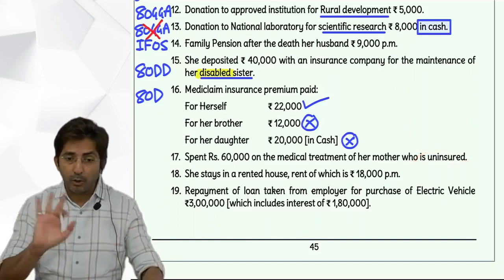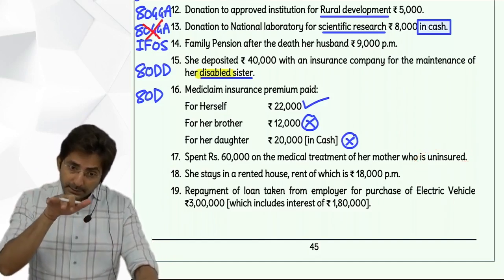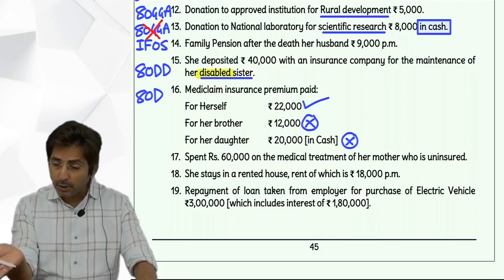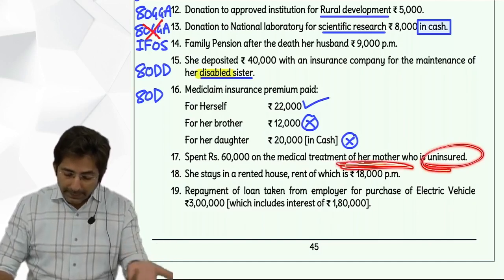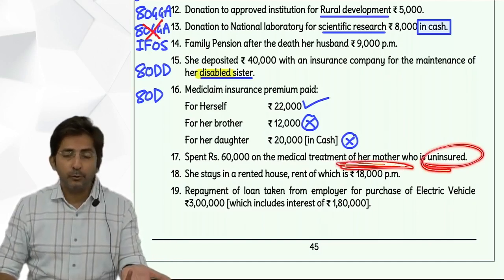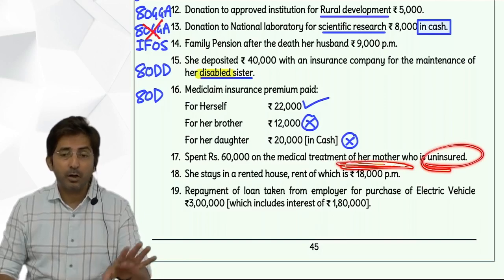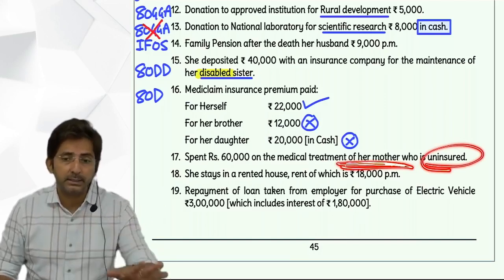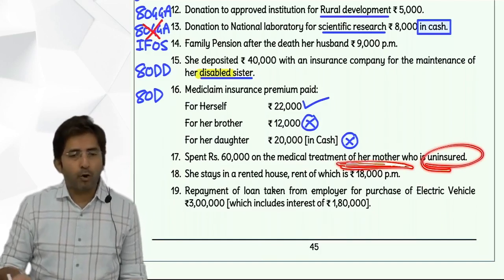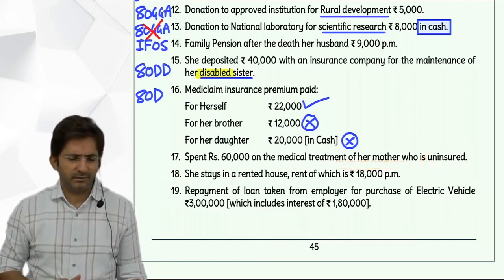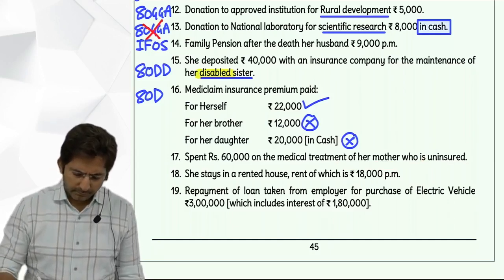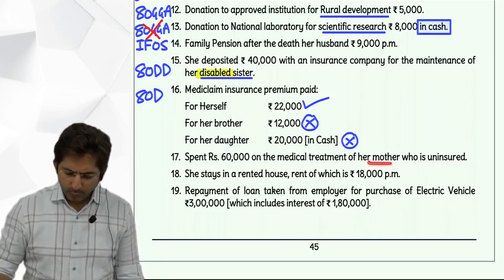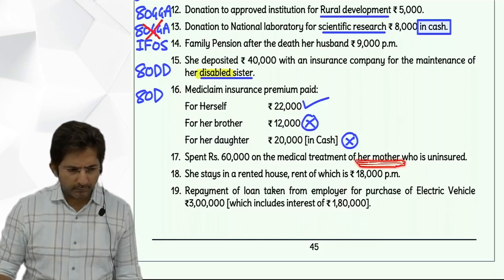You remember that, it is not just uninsured. Uninsured senior citizen. We have to check two things: uninsured plus senior citizen. Uninsured is given, but mother's age is not given. So we are assuming mother is below 60. She has not attained the age of 60 years, so not a senior citizen. And if not a senior citizen, then this will not be eligible for 80D. You can write there: no 80D because age not given, not a senior citizen.